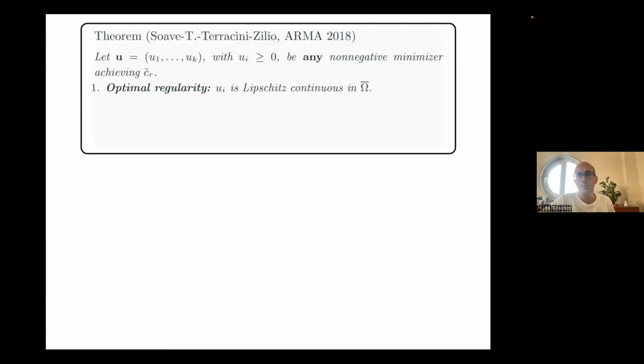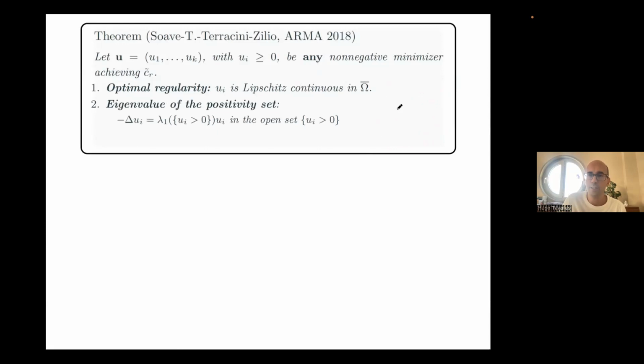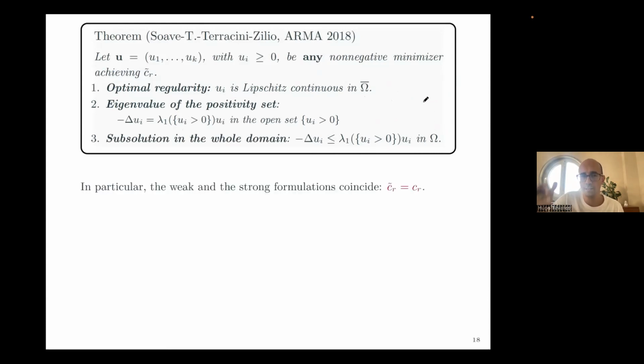Okay, then now take any non-negative minimizer, it doesn't need to come from a system. You have optimal regularity. Remember that optimal regularity meant Lipschitz, because of the Hopf lemma. So the ui's are Lipschitz continuous. In each positivity set, you really have a first eigenvalue, an eigenfunction. And of course, if you extend to the whole domain, you just have a subsolution. So in particular, what this slide is saying is that I can go back to my problem with shapes, because if it's Lipschitz continuous, then the ui is continuous, and so this set is open, and so you can prove the equivalence between the two formulations.